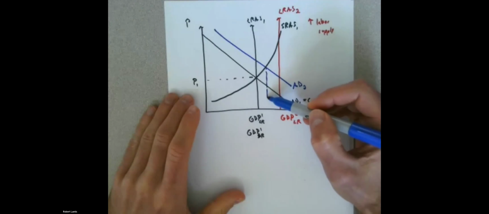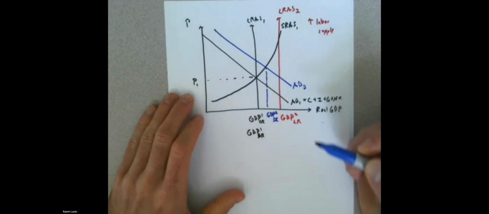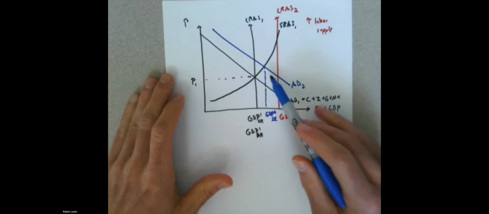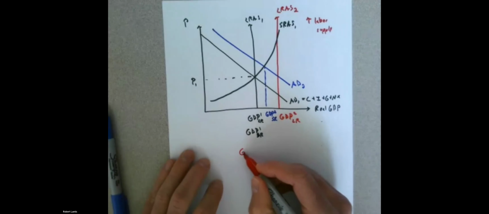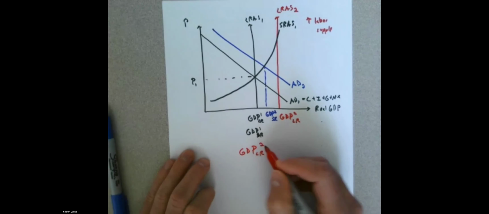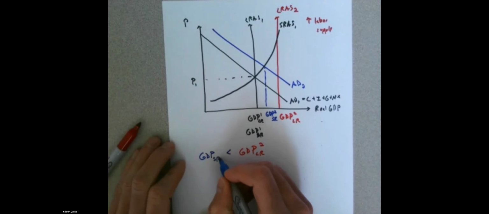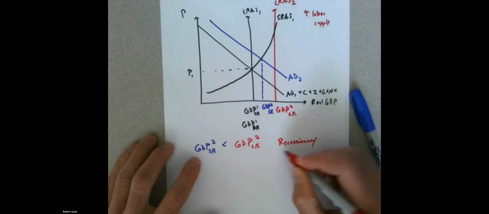But we're impatient, right? We don't want to wait for that to occur. So in the short run, if the aggregate demand shift is smaller, it still causes GDP to increase, but potential GDP from that long run aggregate supply increase is going up by an even larger amount. So if that's the case, our long run GDP is now actually greater than our short run GDP. If current GDP is too low, we said we would have a recessionary gap.